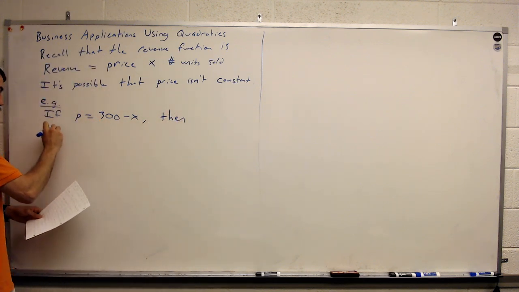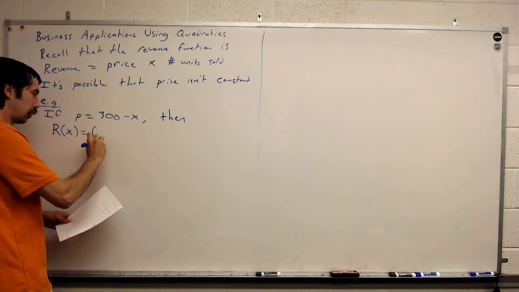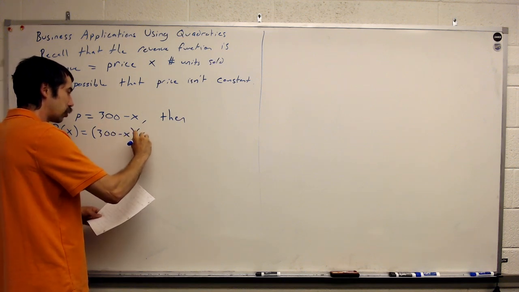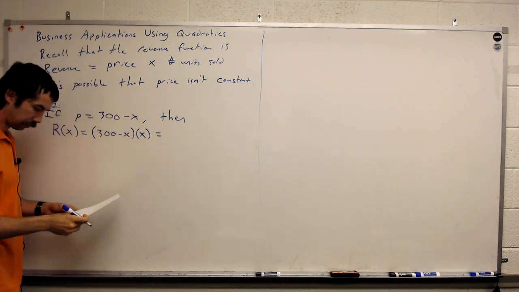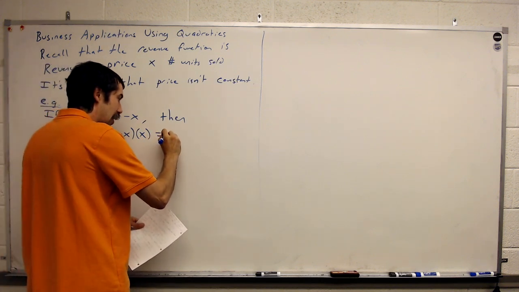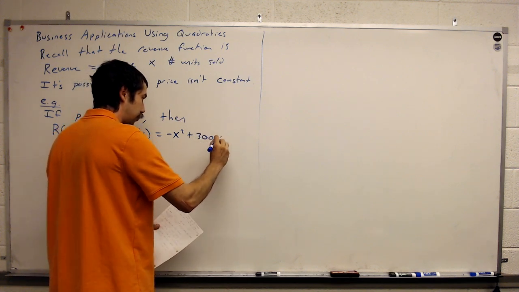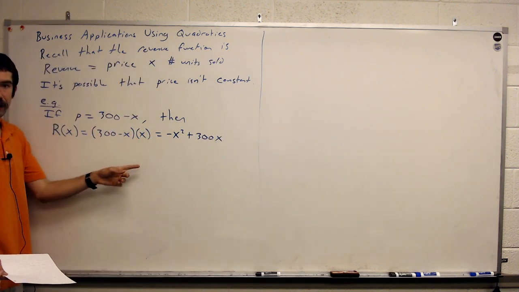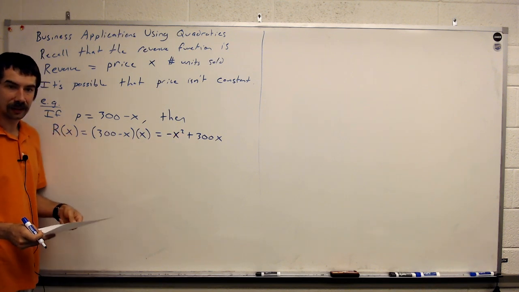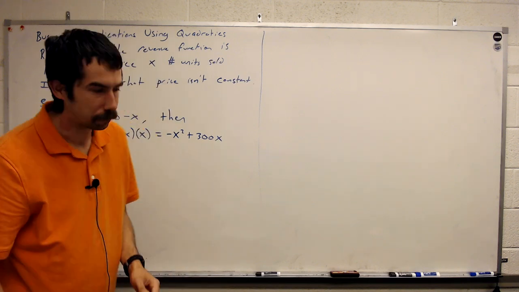Okay, so if our price function is this, then our revenue function is equal to our price function times the number of units sold, which is x. And we can distribute this to be negative x squared plus 300x. Right, so in this situation, our revenue function is a quadratic. And so we're going to be looking at these types of examples today. So let's look at an example.